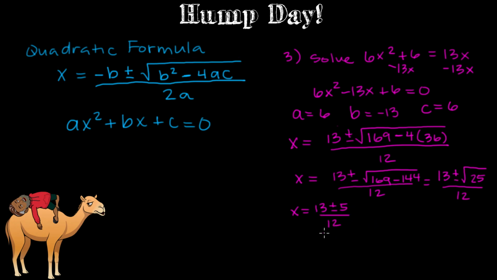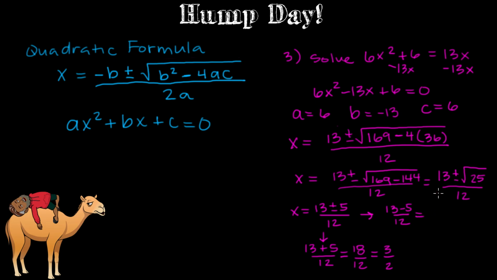We now need to break it up into two possible answers here. Our first one is going to be 13 plus the 5 over 12. And our second one is going to be the 13 minus the 5 over the 12. Now 13 plus 5 comes out to 18, so we got 18 over 12. Both can be divided by 6. 6 goes into 18 3 times. 6 goes into 12 2 times. So my first solution is going to be 3 over 2.